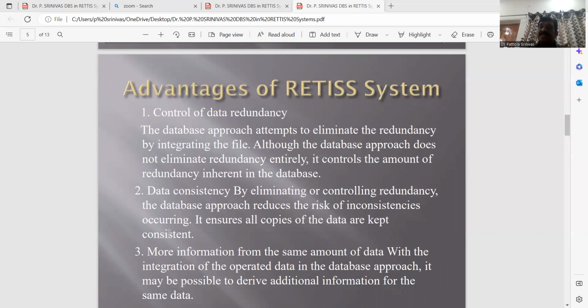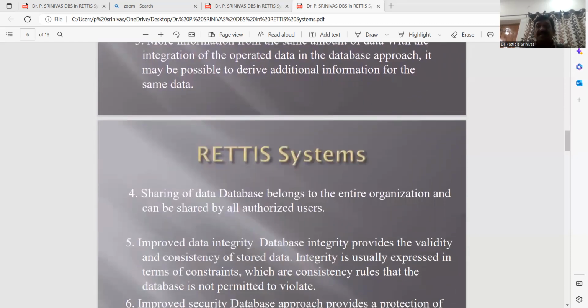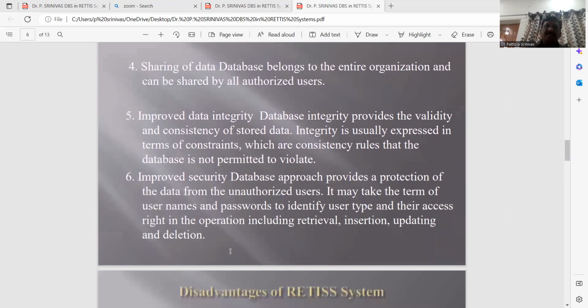Consistency is compulsory. Each and every piece of data will be connected in a database file system. If any data or information is missing, then your data will be lost. Otherwise, you cannot get consistency of the data in your database security system. One more is sharing of the database. Sharing of the database is a very important part of the RTS system, and it can be shared by all authorized users in the organization. One more advantage is improved data integrity.